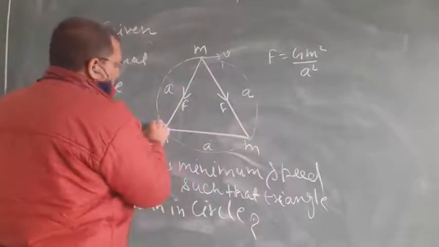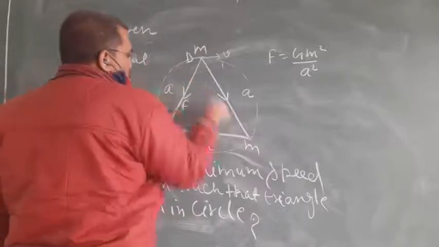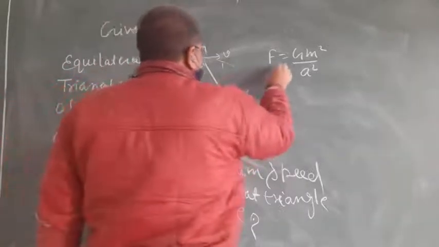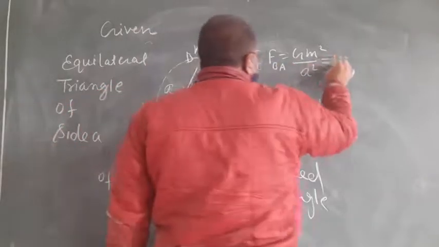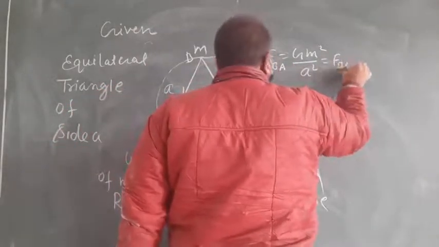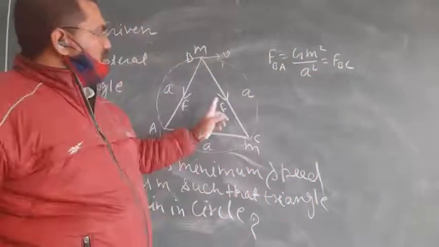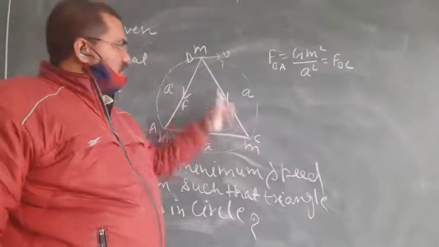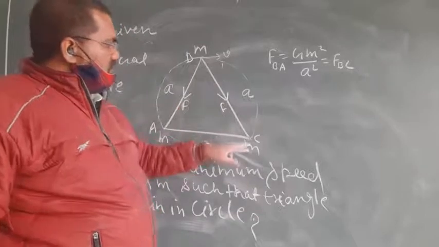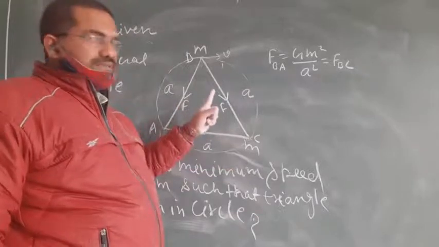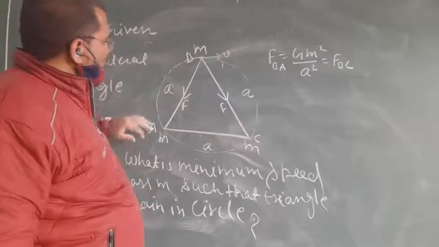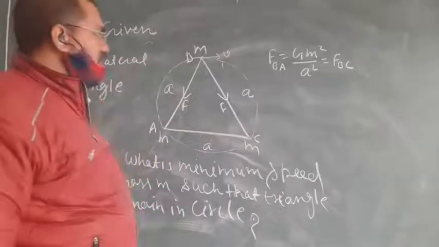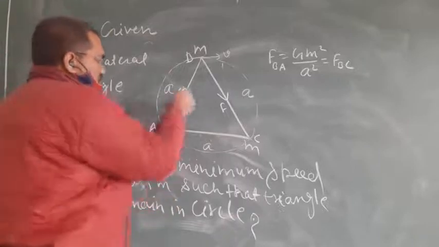You can say here A, B, C. So this is the force on B due to A, and this is equal to the force on B due to C also. The force is the same for both masses. This mass will have force F, which is equal to the force acted by A on B. Same. This is an equilateral triangle.